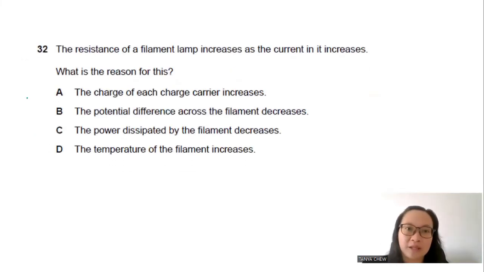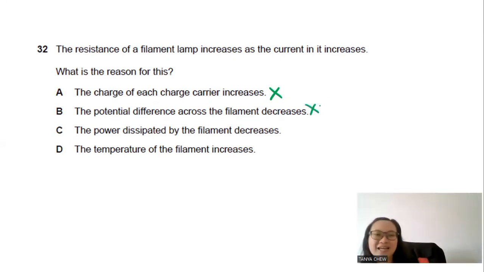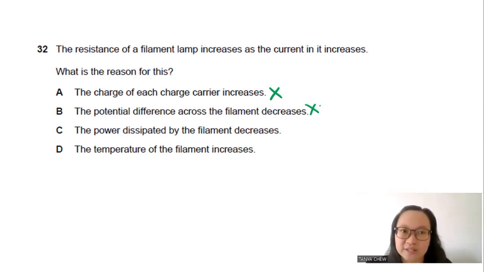32. The resistance of a filament lamp increases as the current in it increases. What is the reason for this? A, the charge of each charge carrier increases. That is only valid to semiconductor diode. B, the potential difference across filament decreases. Did they mention that? No, they did not mention that. So don't ever assume that to be correct. C, the power dissipated by the filament decreases. Did they state that? No, they didn't state that. Don't make assumption again. D, the temperature of the filament increases. That is also true. So D is the answer.